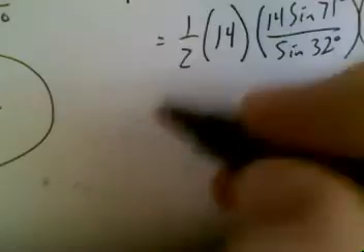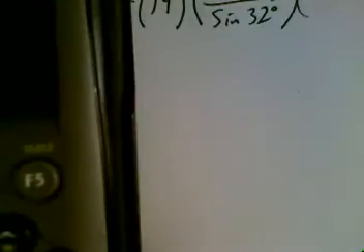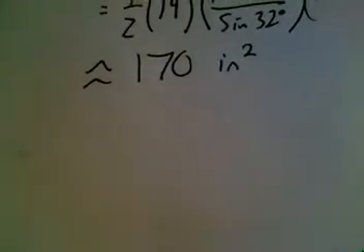This is approximately equal to 170.37676... What value is this really? Well, it looks like my values in length are rounded to the whole number, so I'm going to round this to the whole number, so it's 170 squared inches. Okay, and that completes problem 7b.